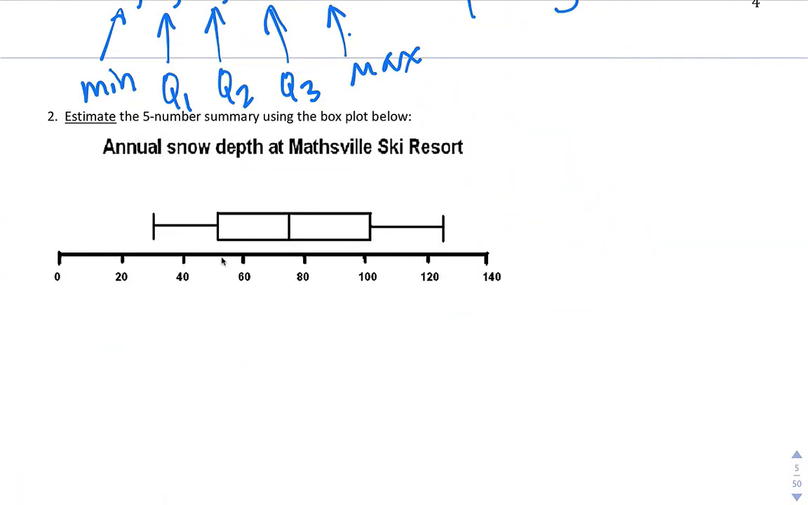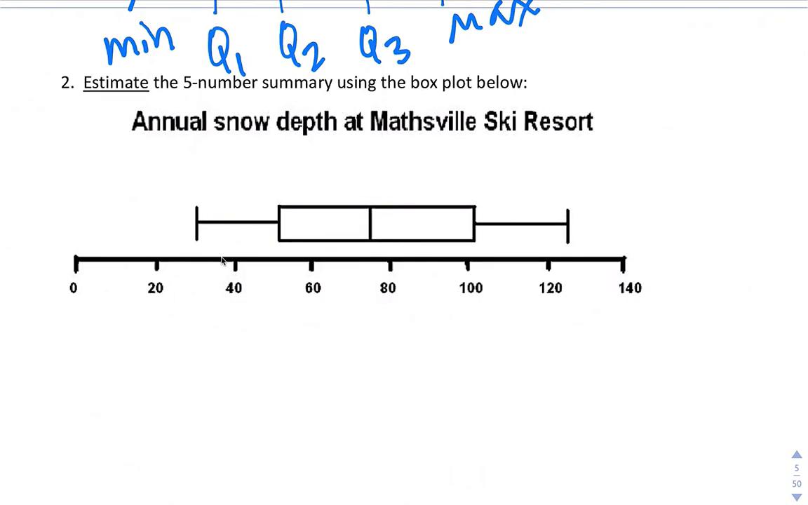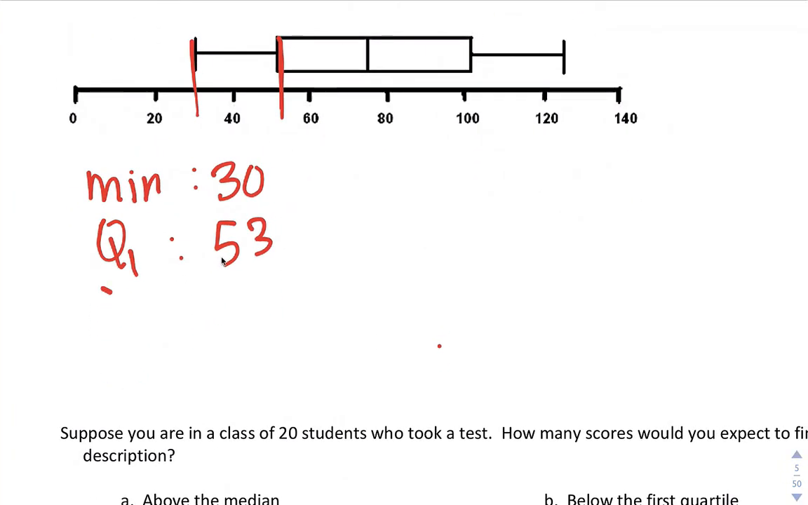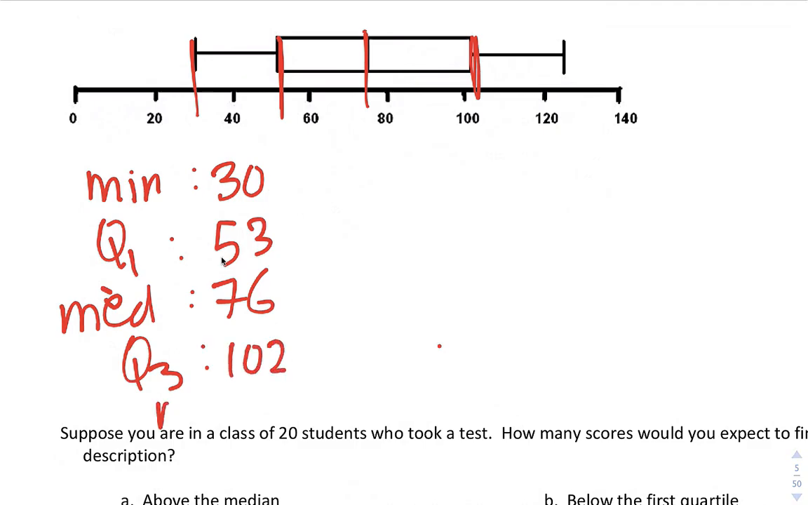All right, you have to be able to read box plots, so you should be able to read the 5-number summary. So I'm going to say our min looks like about 30. All right. Q1, what does that look like? I don't know, maybe a little over 50, I would say. I'm going to go ahead and say like 53. Q2, which is our median, right here, I would estimate to be 76. Q3, I would estimate around 102, and our max looks like 125.